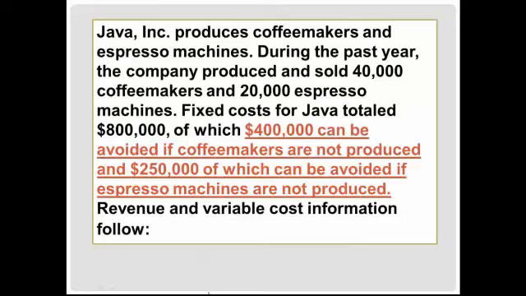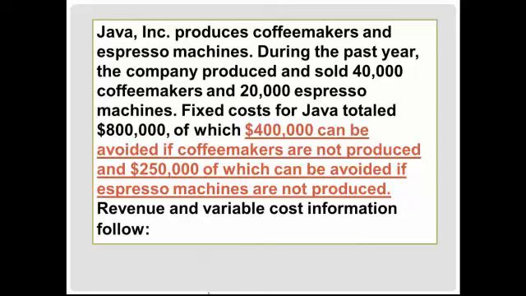Java Inc. produces coffee makers and espresso machines. During the past year, the company produced and sold 40,000 coffee makers and 20,000 espresso machines. Fixed costs for Java totaled $800,000, of which $400,000 can be avoided if coffee makers are not produced, and $250,000 of which can be avoided if espresso machines are not produced.